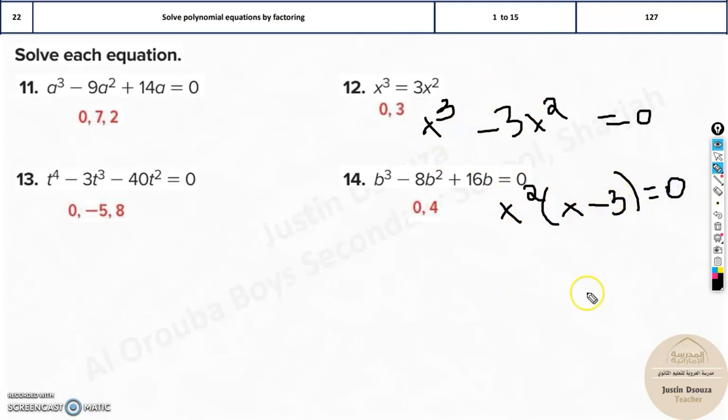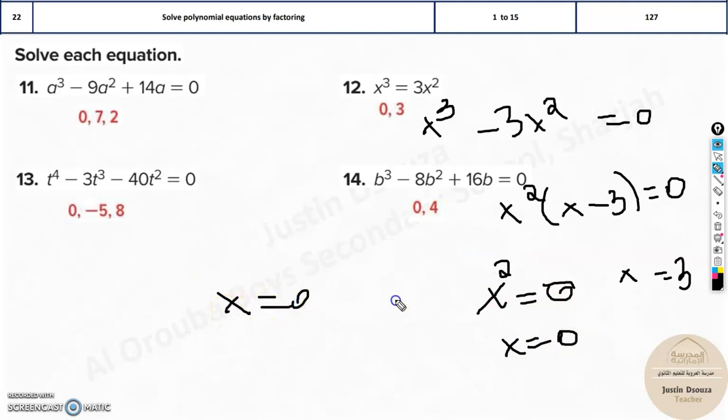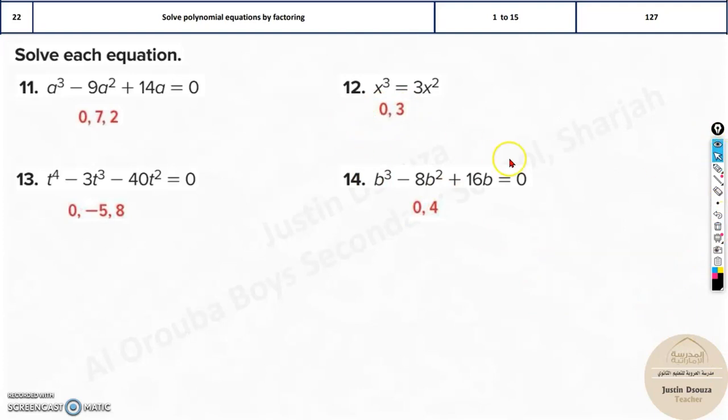What is the answer? x squared is equal to 0, x is equal to positive 3. So this basically reduces to x equals 0, but you must know there is a double answer. The 0 is two times. It is x is equal to 0, x is equal to 0. Why is that? Because it's x squared. But we write only once, 0 and positive 3. So similarly, please do solve the others.